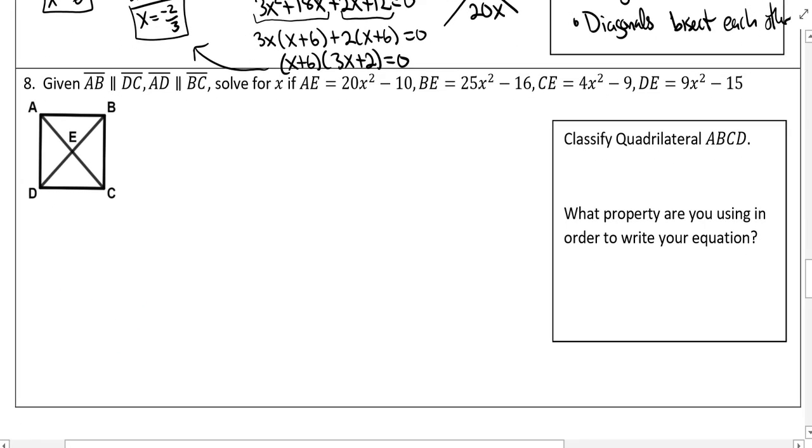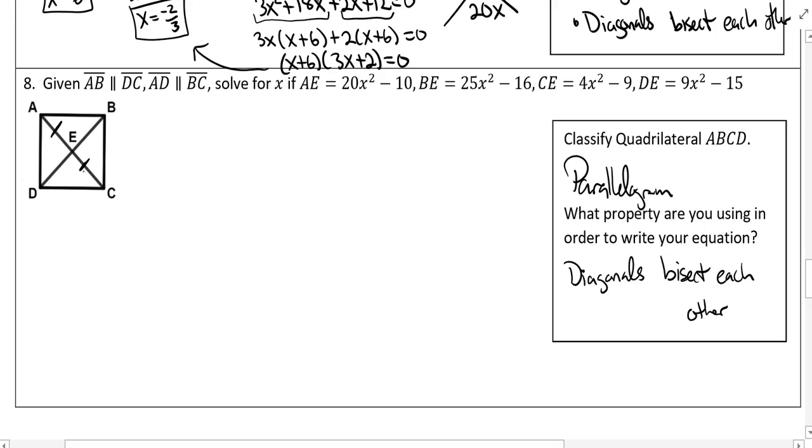Number 8, AB is parallel to DC and AD is parallel to BC. So based on that, we know this is a parallelogram, because that's the definition of a parallelogram. Then we're talking about AE, BE, CE, and DE. Well, in a parallelogram, diagonals bisect each other. And so AE is congruent to EC because the diagonal DB cuts AC in half.